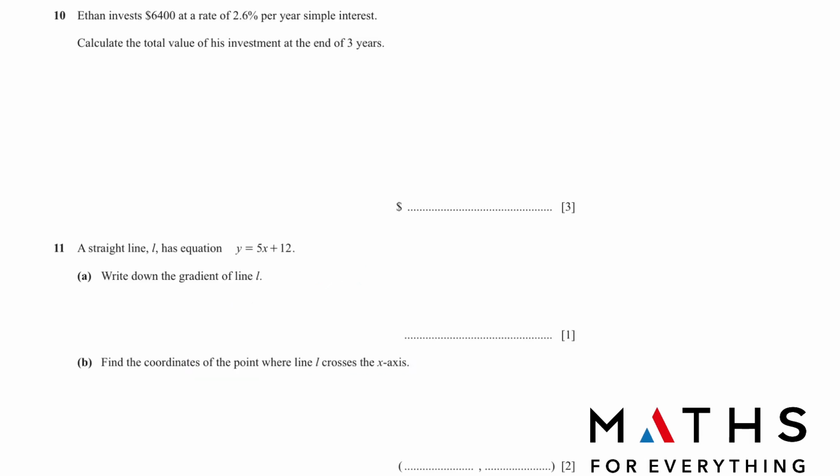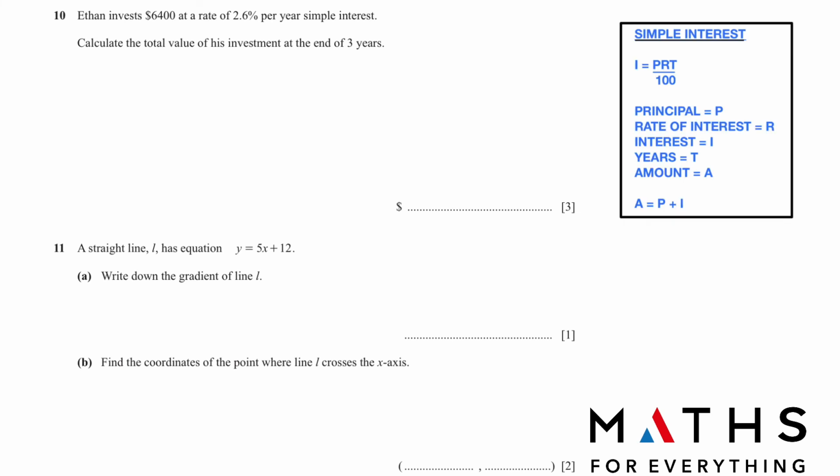Question number 10. Ethan invests $6,400 at a rate of 2.6% per year simple interest. Calculate the total value of his investment at the end of 3 years. Here we are talking about simple interest. It's a 3-mark question, and it's a very easy question if you know your formulas. Always write down your formulas, in one booklet or somewhere where it is easy to access.